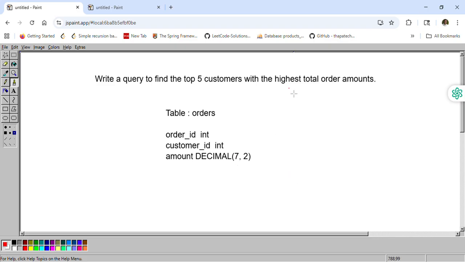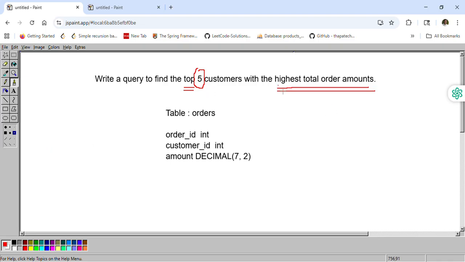Now we want to find the customers with the highest total order amount. We want to find the top 5 customers, only the top 5. Whenever you see this kind of top 5 requirement, you can immediately consider a limit clause. Limit is a very important clause where you want to limit the rows. So we will use the limit clause here.